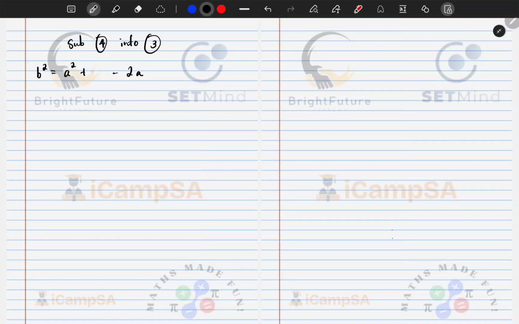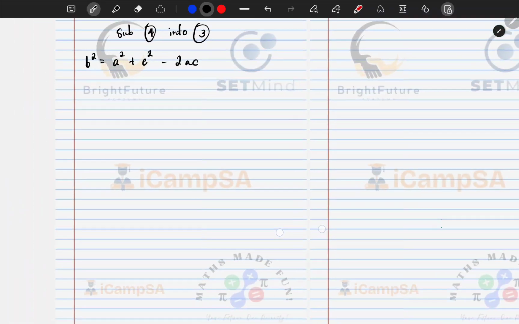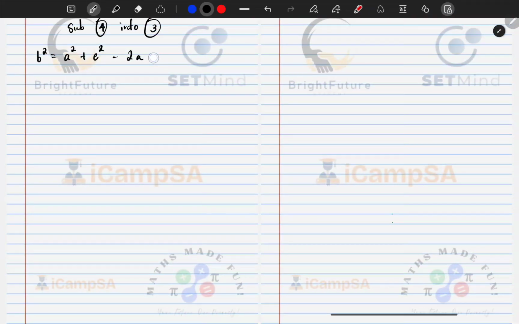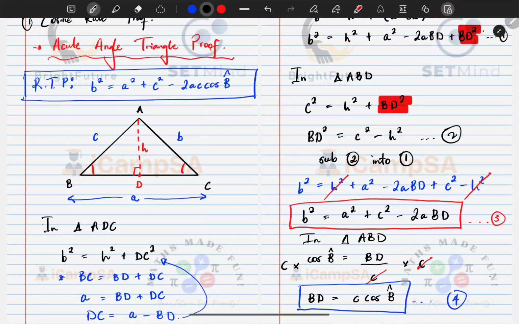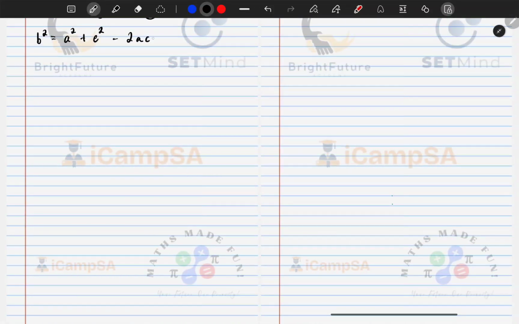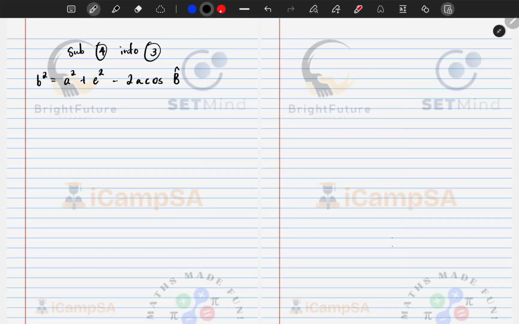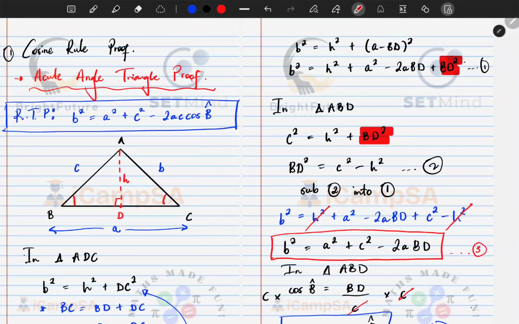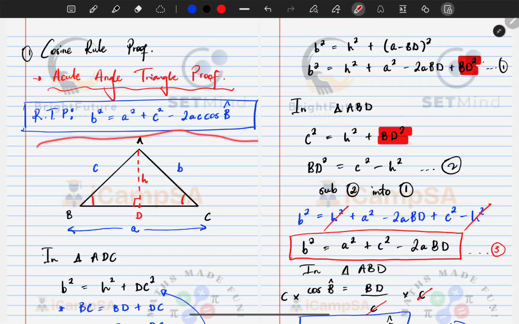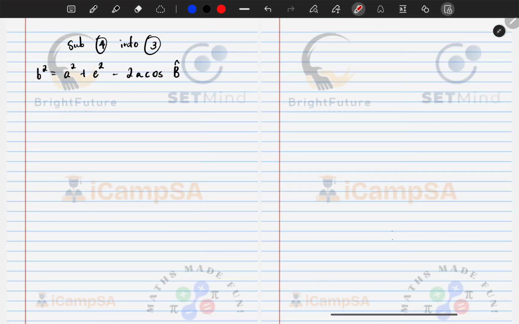Nope. It should be AC squared minus 2AC. Nope. It's not 2AC. What is BD? BD is C cos B, right? So this is going to be C cos B, right? So if you look now, you have something similar. So this definitely looks the same way as what we were required to prove, right? So this is how we prove it.